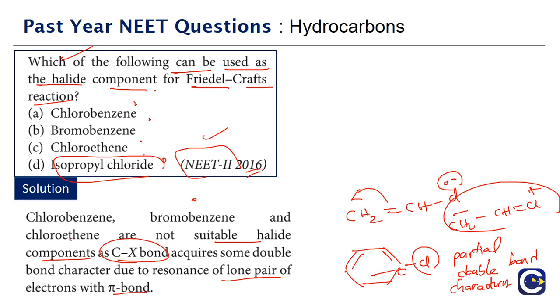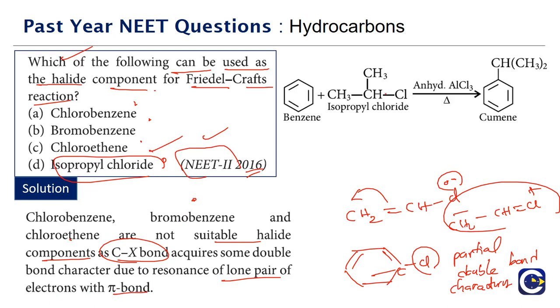The only possibility where this is not going to happen is isopropyl chloride. So isopropyl chloride can be used as the halide component of the Friedel-Crafts reaction. If you have benzene and isopropyl chloride in the presence of anhydrous AlCl3, we will get cumene. This is possible only when the carbon-halogen bond can be easily broken. If it has partial double bond character because of resonance, then it is difficult to break that bond, and hence the reaction would not proceed significantly.